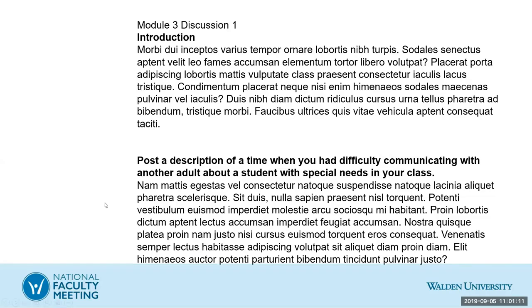So here's the introduction, followed by the first prompt. Post a description of a time when you had difficulty communicating with another adult about a student with special needs in your class. And here is the response that the student would write, but using dummy text. Nam matis gestas vel consecutor, which I believe is Old Latin.